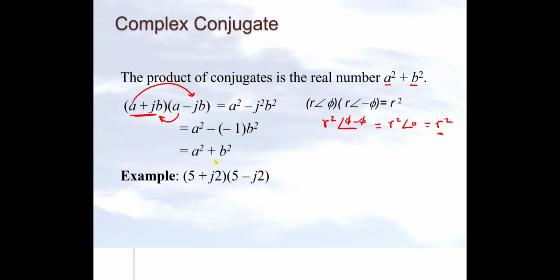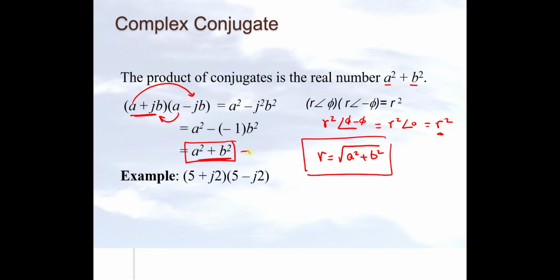And in fact, if you look at the numbers, this actually matches, because if you still remember, there is a relationship between the polar and the rectangular form. r is equal to the square root of a squared plus b squared. So if the result of multiplying a number by its conjugate is a squared plus b squared, compared to the definition of r, this result is equivalent to r squared.